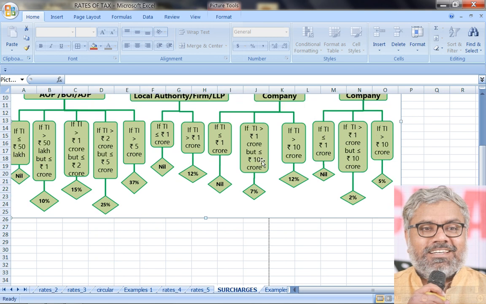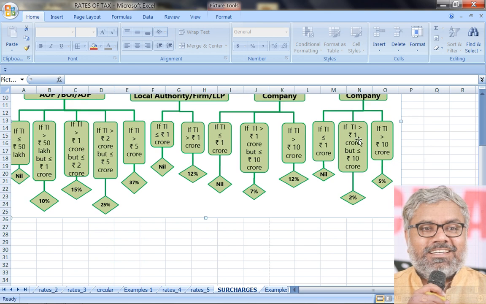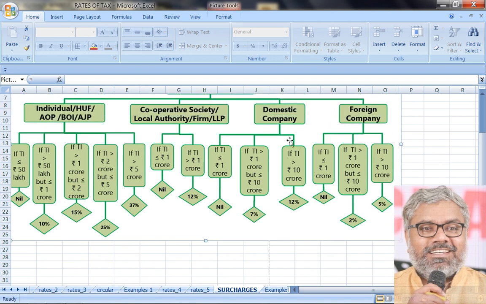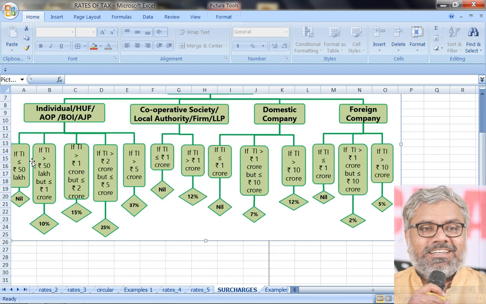For a domestic company, if the total income is between 1 to 10 crores, the surcharge rate is 7%. For a foreign company, if the total income is between 1 to 10 crores, then the surcharge rate is 2% of income tax. Same way, for a domestic company, if the income exceeds 10 crores, the surcharge is 12%, whereas for a foreign company it is only 5%. So these are the rates that you should remember, and also the thresholds you should remember.